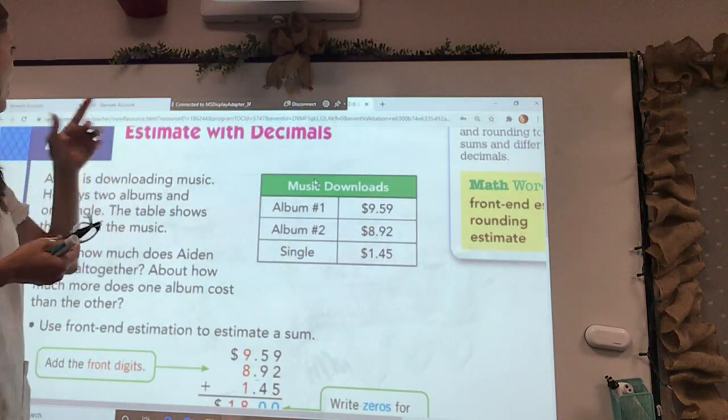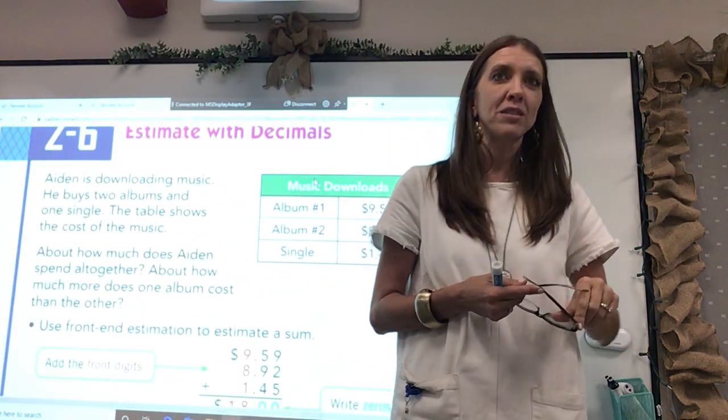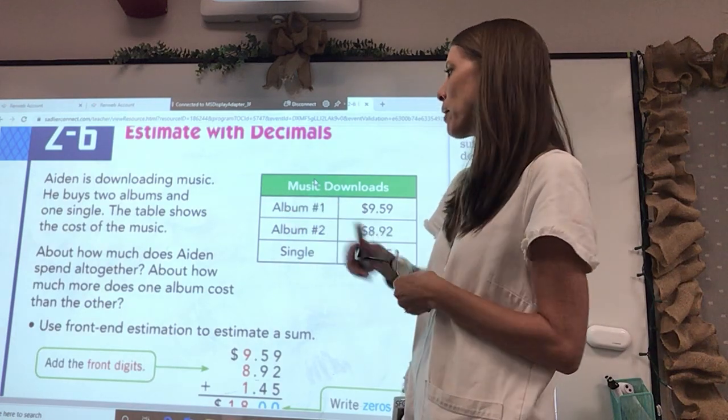So let's look at 2-6, estimating with decimals. This will be quite easy for you if you know how to round decimals. It will be basically the same thing. So let's look at this problem that's on the board.